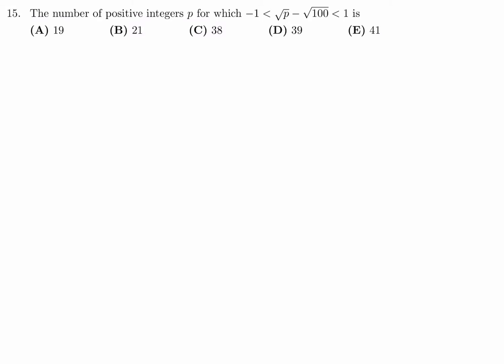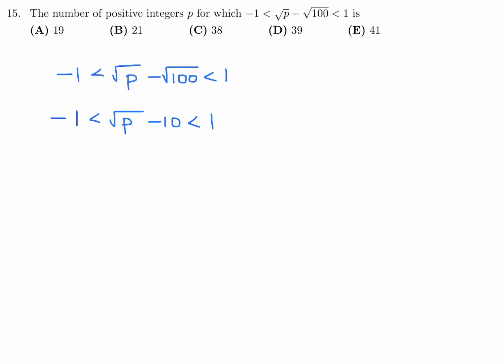The number of positive integers p for which -1 is less than root p minus root 100 less than 1 is... -1 is less than root p minus root 100 is less than 1. So we can obviously immediately get rid of that root 100, just call it 10, like this.